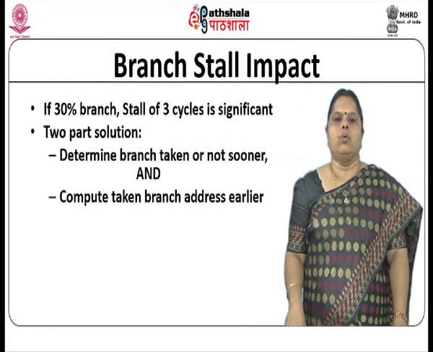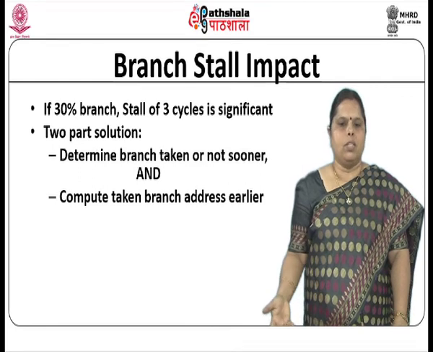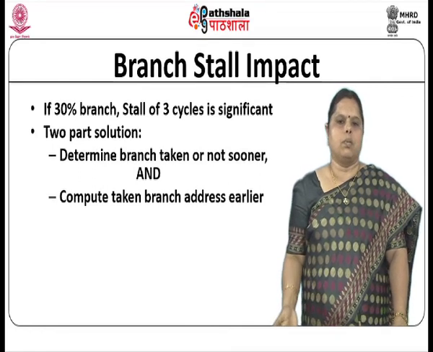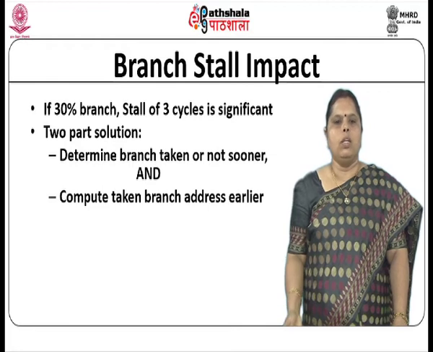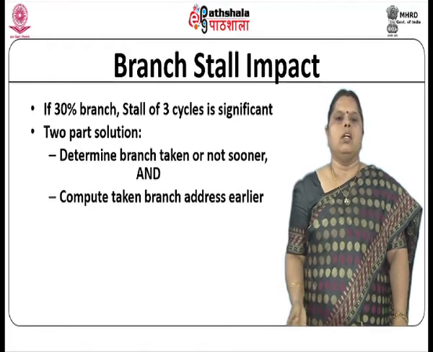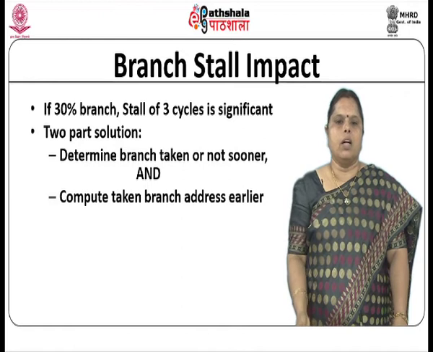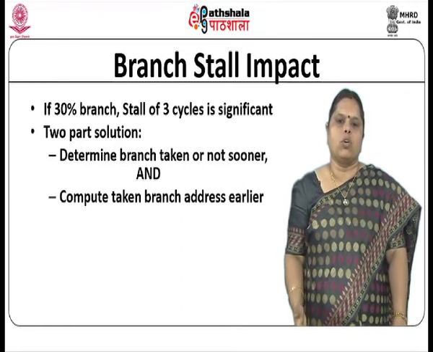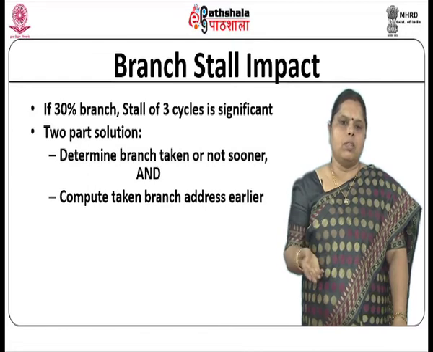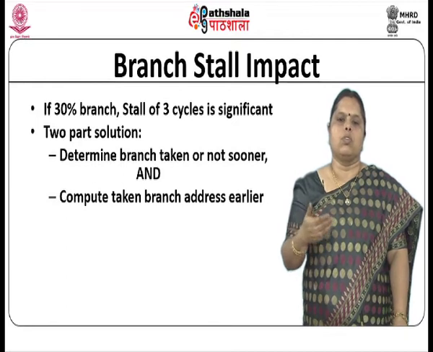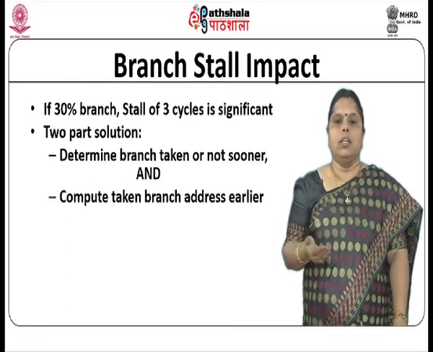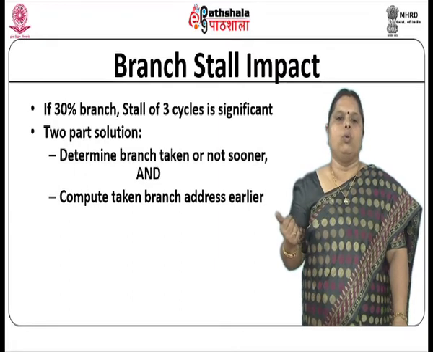Now, what happens if you have this problem? Can we just ignore it? You can't ignore branch problems because they are very, very frequent in your code. We normally say about 30% of your instructions are branch instructions, and in the example we saw here, there is a stall of 3 cycles. So, when 30% of your instructions are branches and each one causes a stall of 3 cycles, the penalty is going to be very high, and it is going to cause a huge dip in performance. So, this is obviously not acceptable.